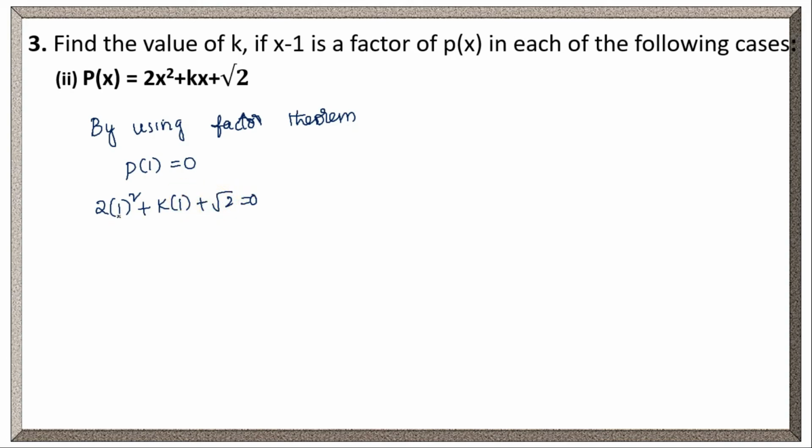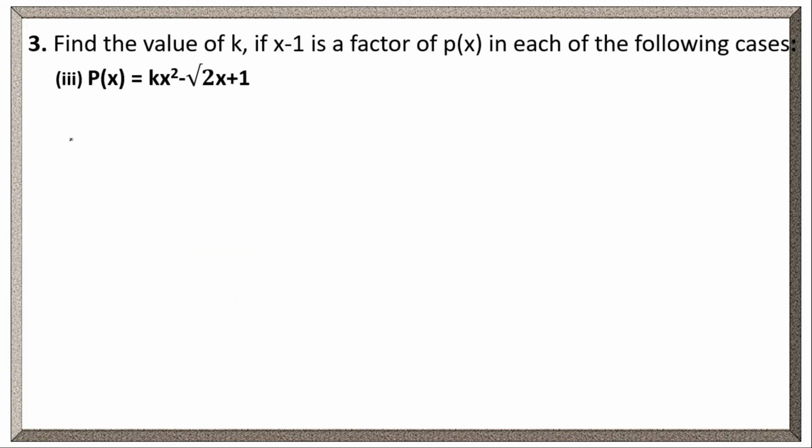So 1 square is 1. 1 into 2, 2. Plus k into 1 is k. Plus root 2 equal to 0. So except k, remaining terms you take to other side because we want the value of k. So plus 2 if I take to other side, minus 2. Plus root 2 if I take to other side, minus root 2. So k is equal to minus of 2 plus root 2. We can write like this, right? Yes. This is the value of k.